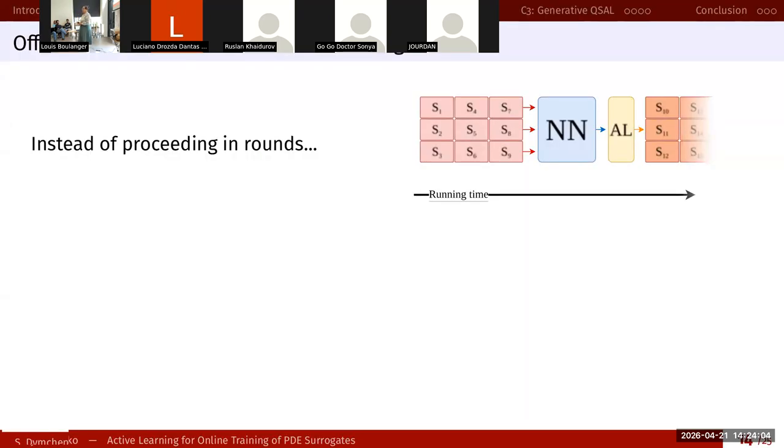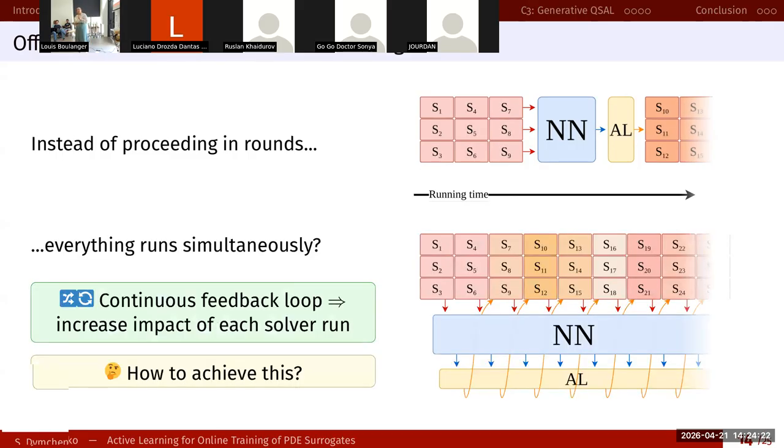So currently, the training workflow proceeds in rounds. We generate the data with solvers, provide it for the neural network to train on, and then we make a decision about the next round of the data to generate with the solvers. But what if we could do everything simultaneously?